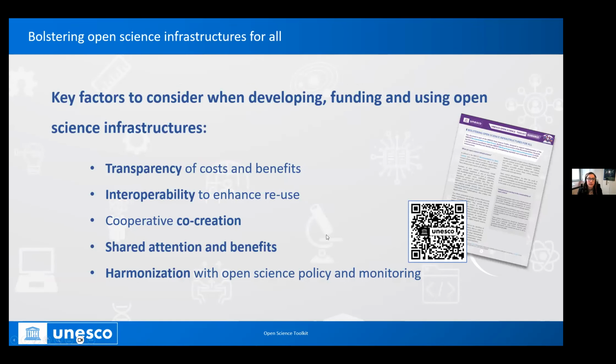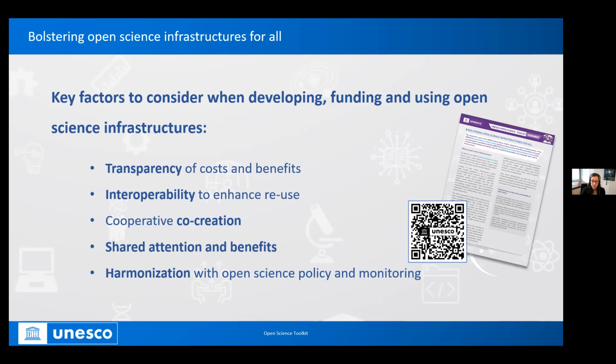In terms of what factors to consider when thinking about open science infrastructures, transparency of costs and benefits has come up as something very, very important. So what resources are needed, for what, where the funding is going, how do we use it, how do we make it all sustainable, what is the public value of these infrastructures, and again, in the optics of sustainability of these infrastructures.